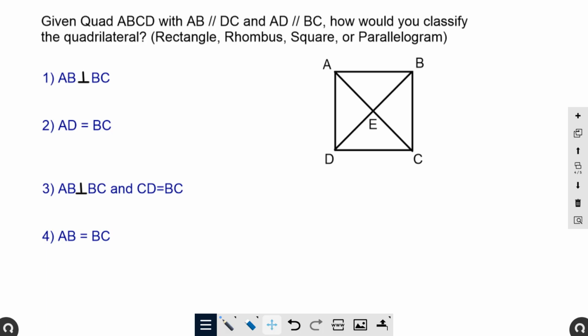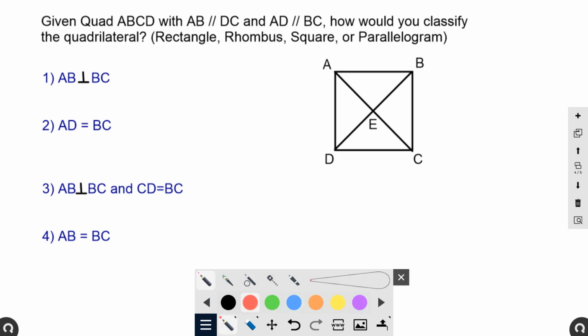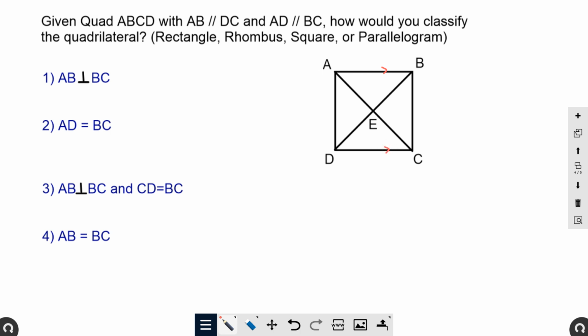Given quadrilateral ABCD with AB parallel to DC and AD parallel to BC, how would you classify the quadrilateral? Okay, well, first off, if I just know this information, this is a what? Is it a rectangle? It's a rhombus. Is it a rhombus? What's the only thing I know from the beginning? Opposite sides are parallel, so I only know that this is what shape? It's a parallelogram. Can I be more specific in the name? So these are 4 separate questions.